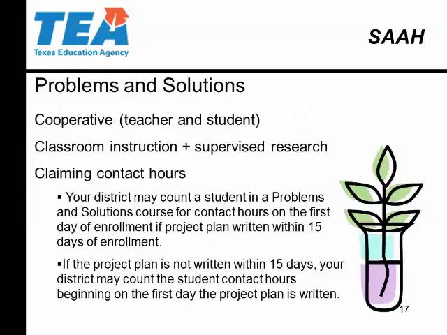For your problems and solutions, you must have a cooperative between the teacher and the student. It's a classroom instruction plus 1 supervised research. For claiming contact hours, your district may count a student in problems and solutions course for contact hours on the first day of enrollment if the project plan is written within 15 days of enrollment. If the project plan is not written within 15 days, your district may count the student contact hours beginning only on the first day when the project plan is actually written.